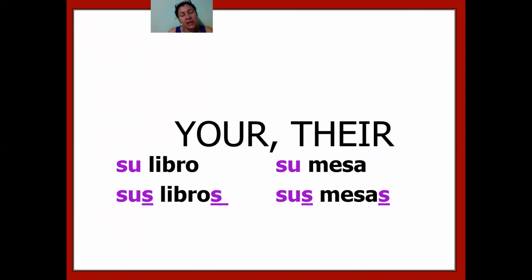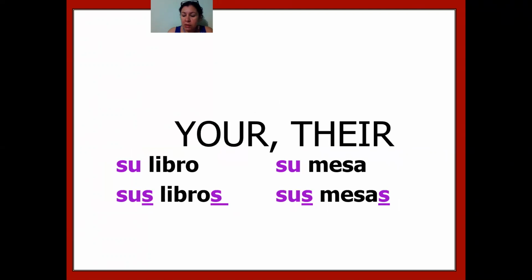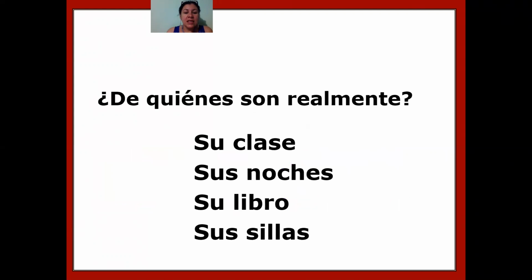Careful with that. I'll explain in a minute. So if you say su libro, su mesa, who is the owner? Because it could be hers, his, its, yours, or theirs. We have six possible owners. This is the question: who owns them? So when you say su clase, who owns the class? Sus noches, whose night are they talking about? Su libro, whose book you're talking about? Or sus sillas, whose chairs you're talking about? This is how we solve that ambiguity, because as it is now, we don't know.